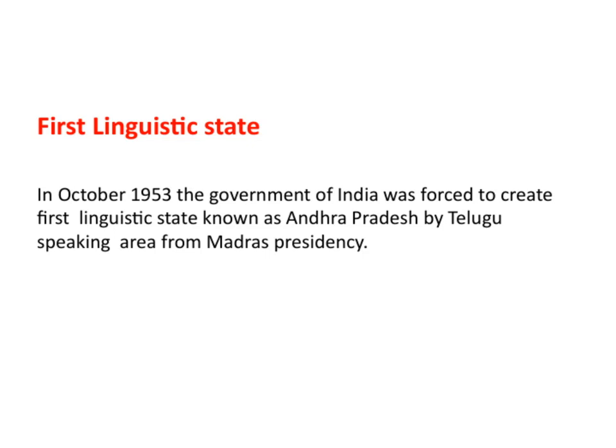In October 1953, a significant milestone in linguistic states' history took place. The Indian government was compelled to create its very first linguistic state, which was Andhra Pradesh. This was specifically formed from the Telugu-speaking areas that were previously part of the Madras Presidency. This move marked a crucial step in recognizing linguistic identities within India. It also set a precedent for the reorganization of states based on language, which is a recurring theme in our overall discussion. This development highlights how language played a vital role in shaping political and administrative boundaries in India.